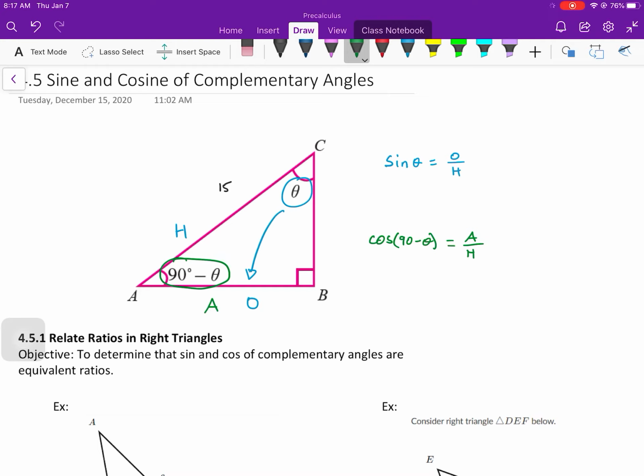So what we're getting at here is that sine of theta equals cosine of 90 minus theta. And the same thing goes the other way. You can flip this around and say cosine of theta is going to be the same as sine of 90 minus theta, because cosine of theta would be adjacent, here. Adjacent over hypotenuse would be the same as sine, which would be opposite over hypotenuse. So it gives us the ratio of the same two sides, right? That's the main thing here. So we can also write that.